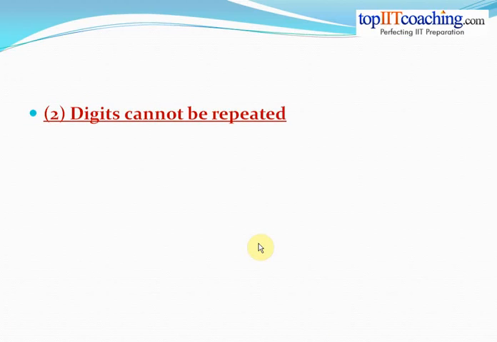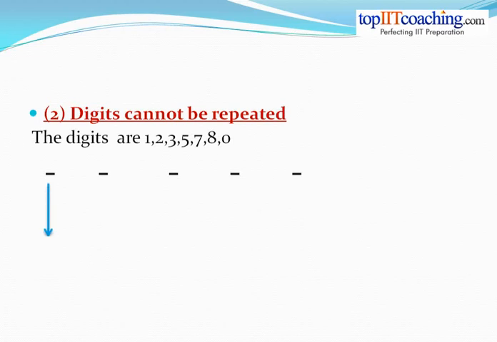Now let's try to solve the second part of the problem, that is the digits cannot be repeated this time. So what we have is the digits are 1, 2, 3, 5, 7, 8, 0, and any number of 5 digits is of this form. Now we are going to see how we fill all these 5 places, but with the condition that digits cannot be repeated. Now what we know is we cannot have 0 at the first place. So what we are left with? We are left with the remaining 6 digits.